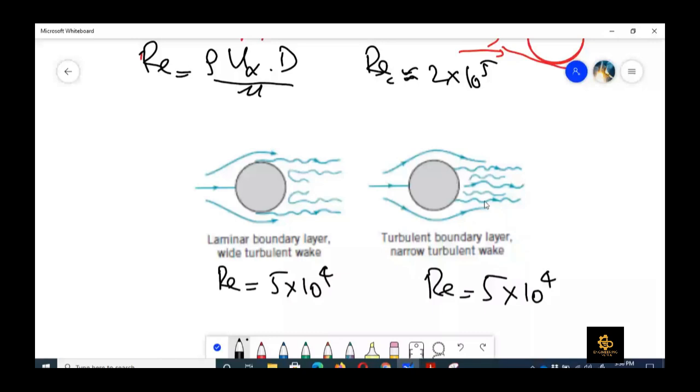Is there a way? Anyone? How can we make it turbulent at this 50,000? Can you think of any way that we can make it turbulent? Anyone? No, the velocity is not going to change, because the Reynolds number is 50,000 here for both cases. So is it possible that the flow would become turbulent for the right hand side figure at the same Reynolds number, which is 50,000? Just think.